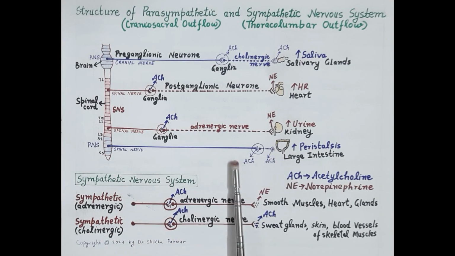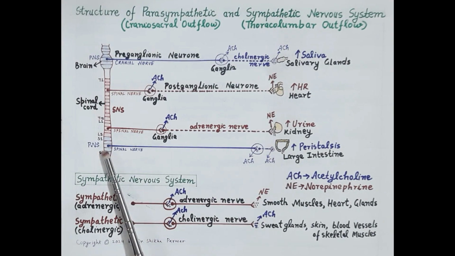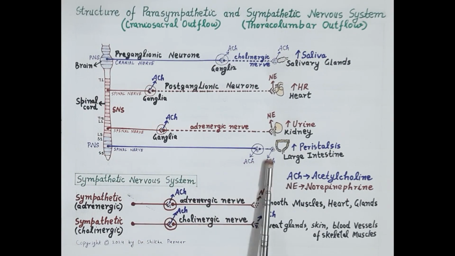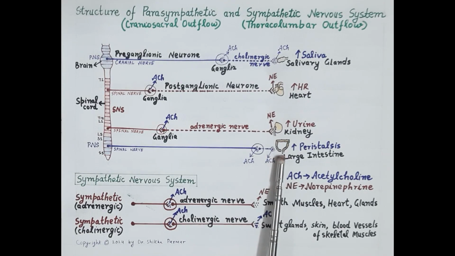So this preganglionic neuron brings the information from the central nervous system, and then it supplies this information to the postganglionic neuron, and this postganglionic neuron further transmits that information to the target organ. Now as per the information received, this target organ produces the response.